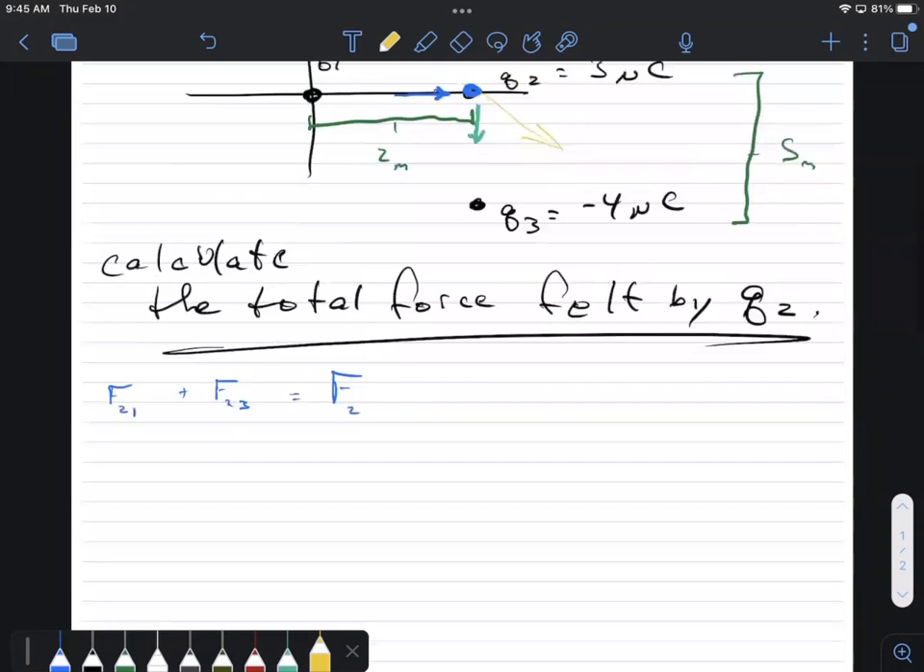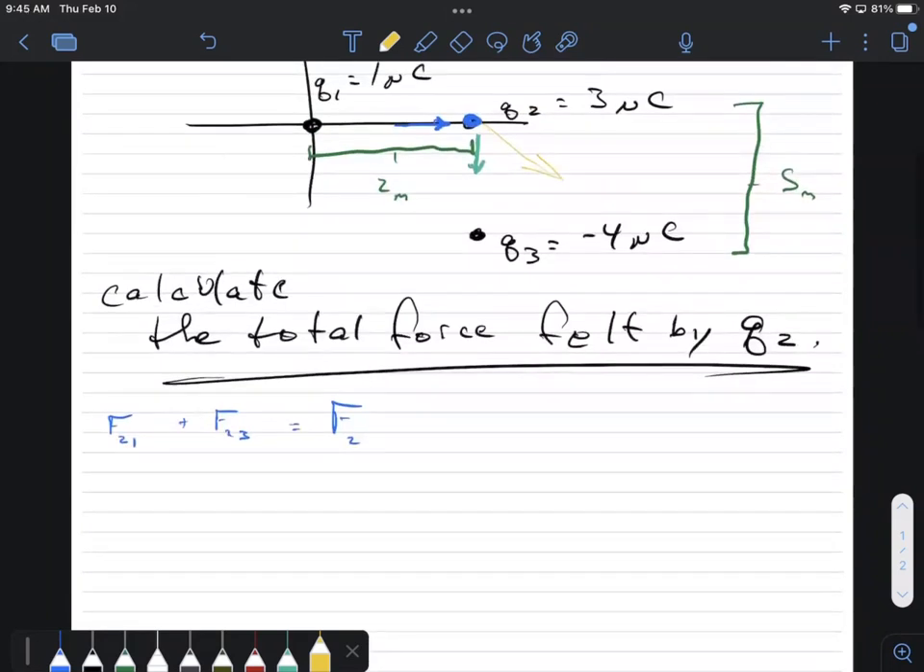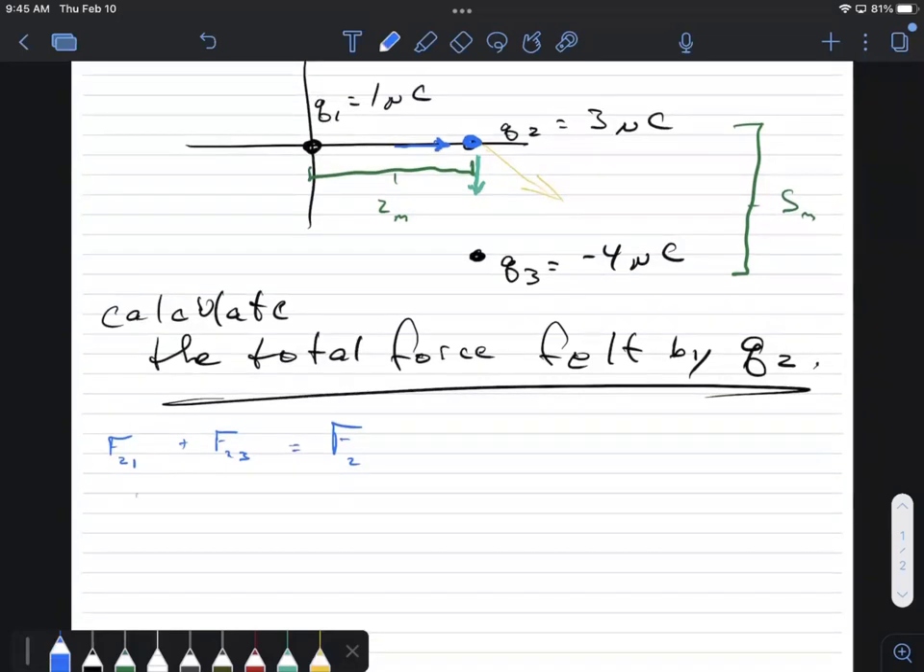Fine. Next step is now I start to try to calculate the actual values of these forces. So for each one of these two forces, the force that 1 does and the force that 3 does, I'm going to have an X component and a Y component. So I'll say, okay, let's look at the X component of 2, 1.